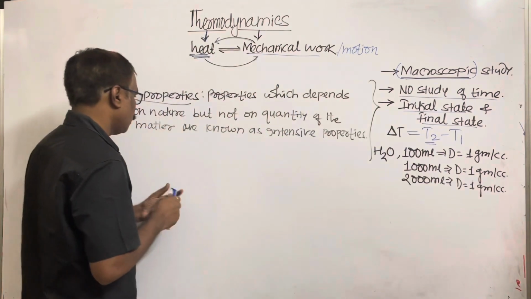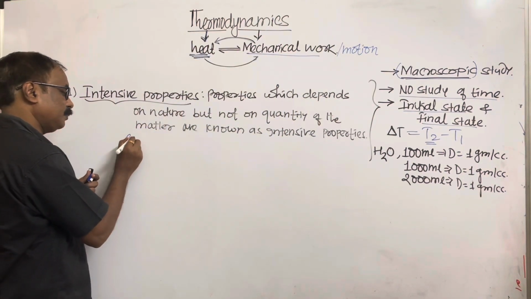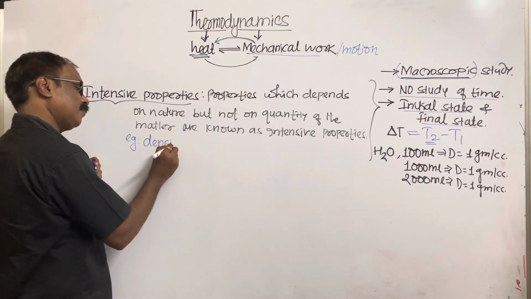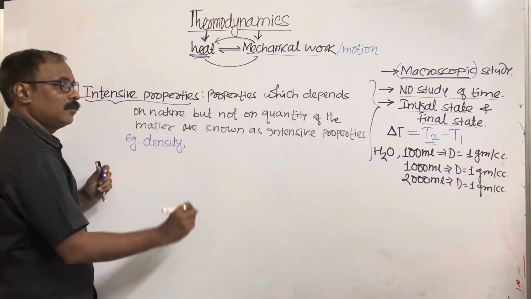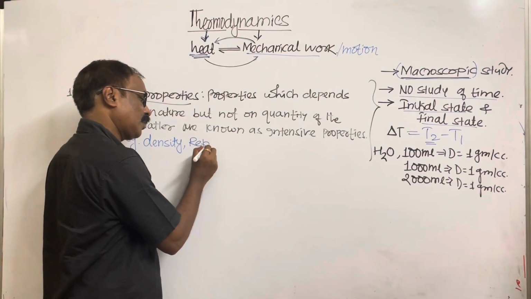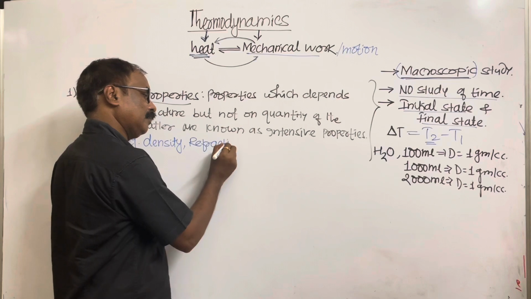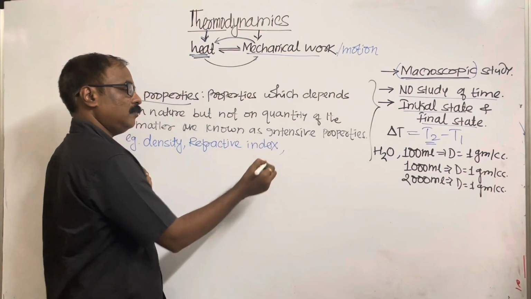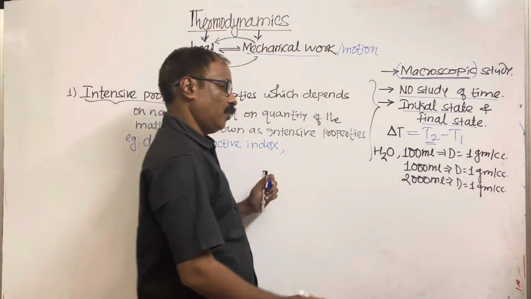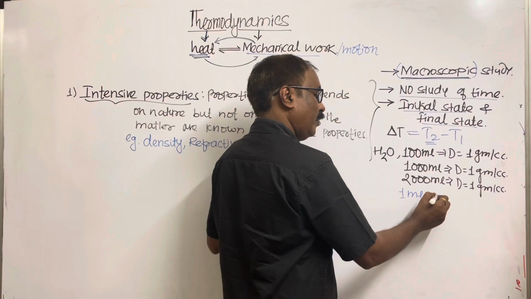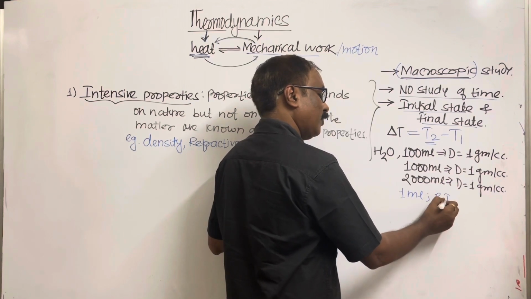Examples: density, refractive index. The refractive index of water: suppose I have taken 1 ml water, then the refractive index of water is 1.33.